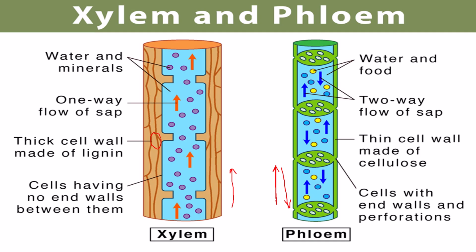These are the sieve tubes. Okay, these are the sieve tubes. Let me just show you. Thin cell wall made of cellulose. Okay, and this is the sieve plate. Cells with end walls and perforations.